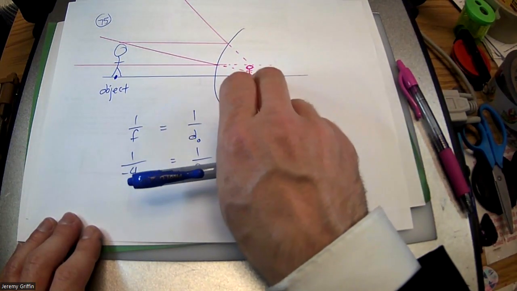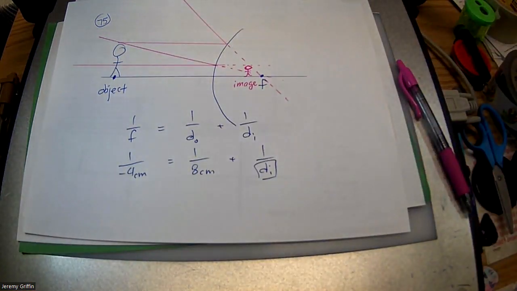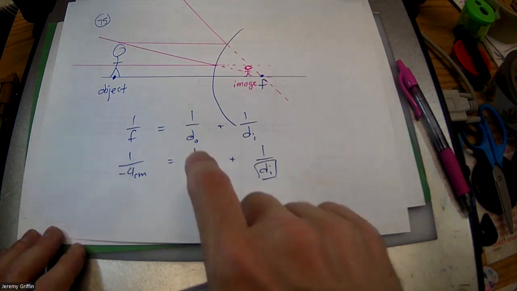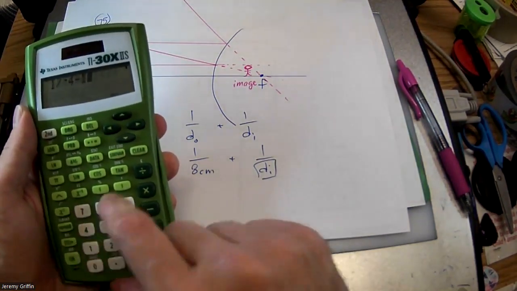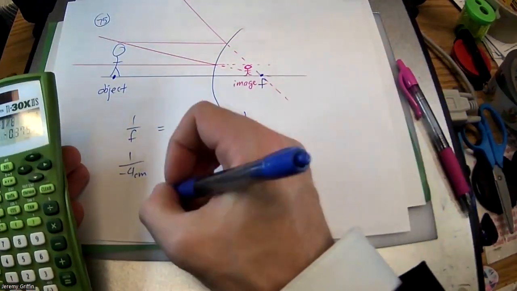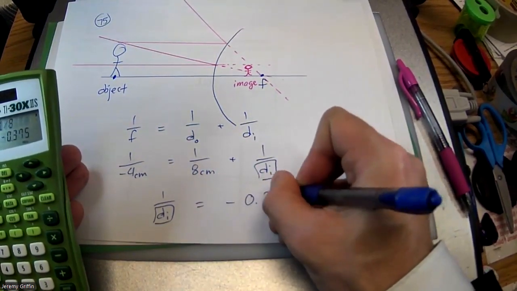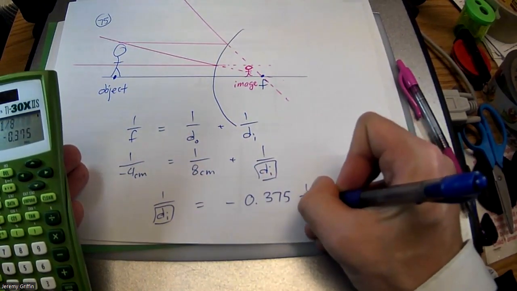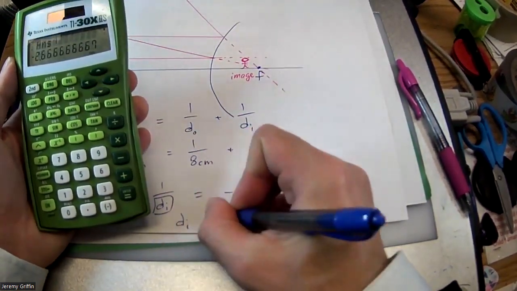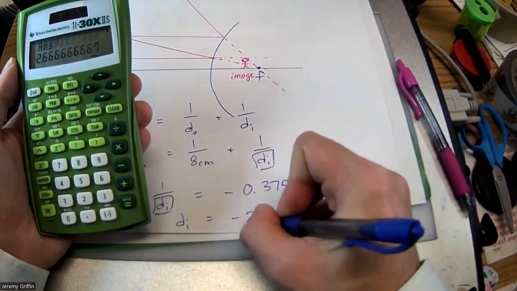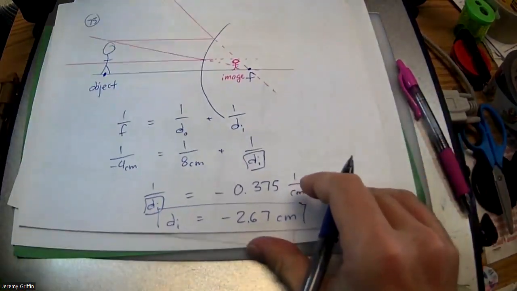It looks like it converges to the focal point, but if you look at the backside of a spoon, pretty much this is the only category of outcome you can get. Okay, so let's try that. I'm going to subtract 1 over 8. So 1 over negative 4 minus 1 over 8. Okay, so 1 over di is negative 0.375 per centimeter. Then take the reciprocal. The reciprocal distance image is mathematically negative 2.67 centimeters. Yep, that is definitely consistent with the picture we just did.